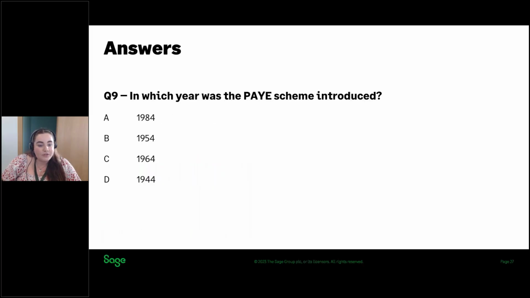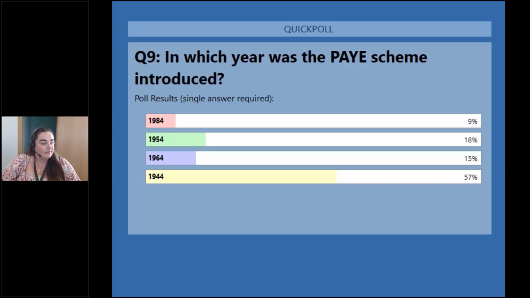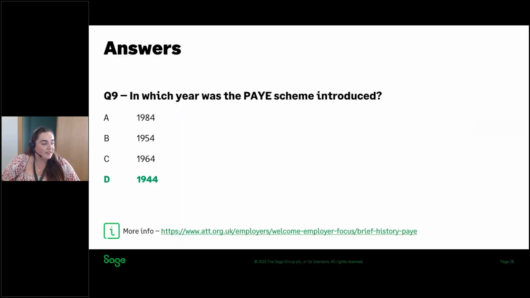And we will move on to question number 9, second last question in the round. Looks like a lot of you attended the webinar. So 57% of you said 1944. And if we just go straight ahead to reveal that answer, you are correct. So it was 1944.